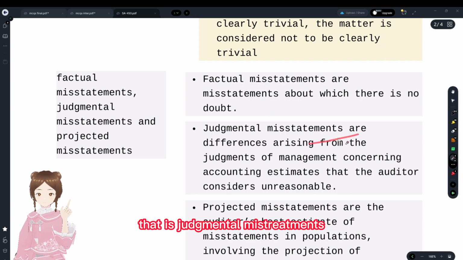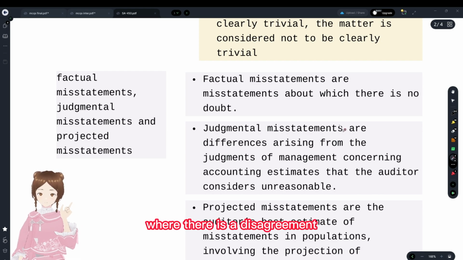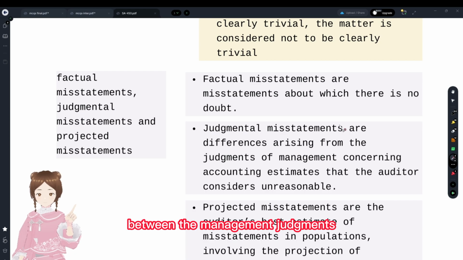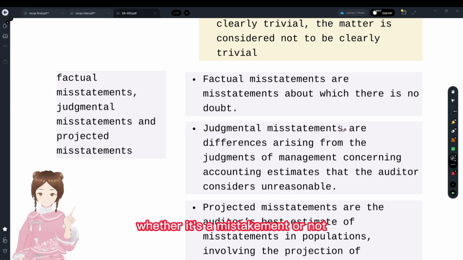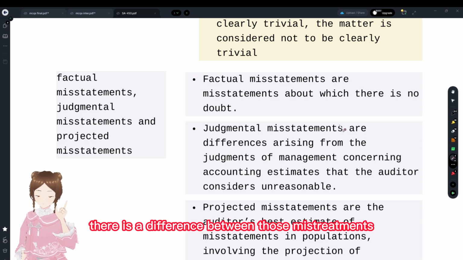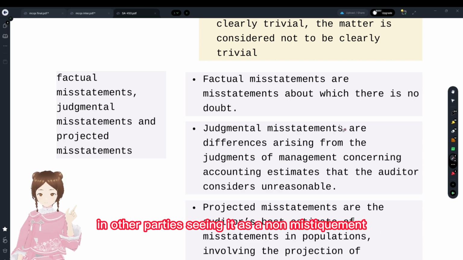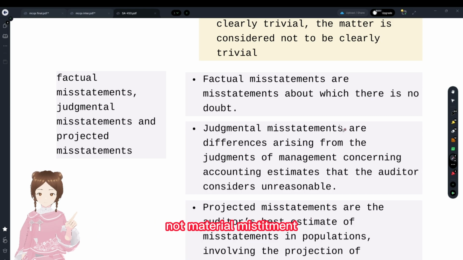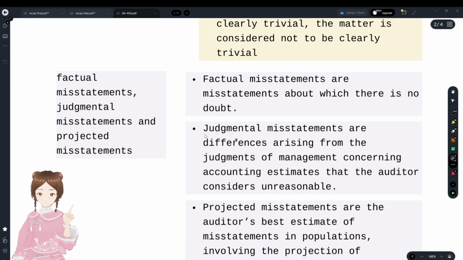That is, judgmental misstatements were those misstatements where there's a disagreement between the management's judgment that it's a misstatement or not, and the auditor is not agreeing with that, whether it's a misstatement or not. There's a difference between those misstatements. That is, one party is saying it is a misstatement, and another party is seeing it as a non-misstatement, not a material misstatement. Those were judgmental misstatements.